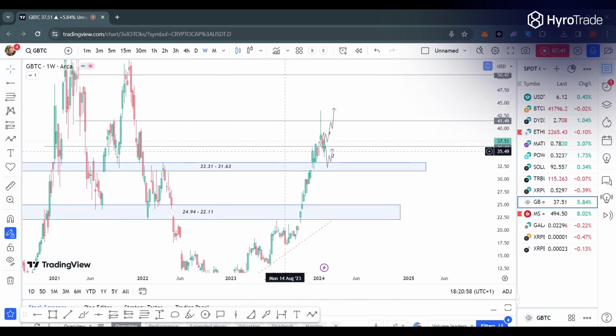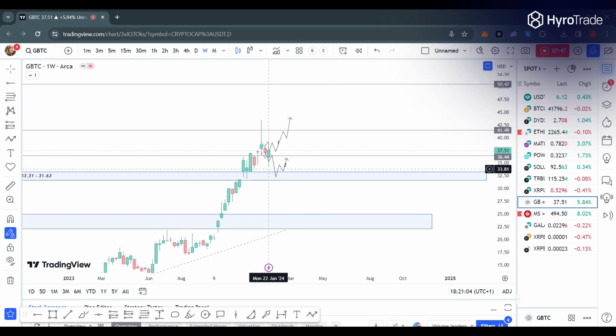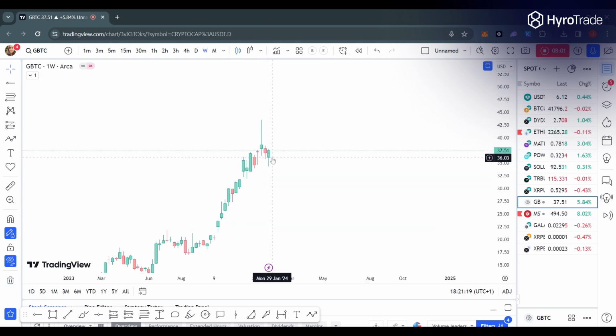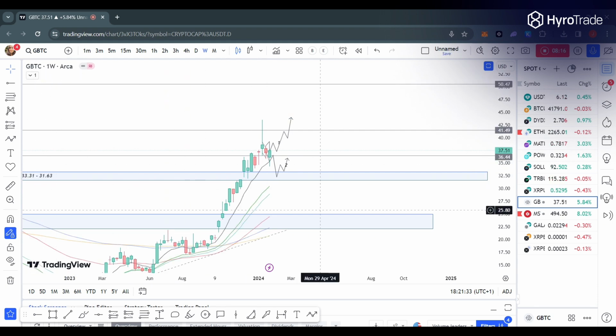So what did we get? We can see that GBTC almost came to my first buy zone. Fortunately, it didn't touch this 33 level at least. But we can see already that this weekly close was also bullish, and probably GBTC will go back up towards $41, and there we should again keep an eye on the reaction, whether it will reject or bounce.